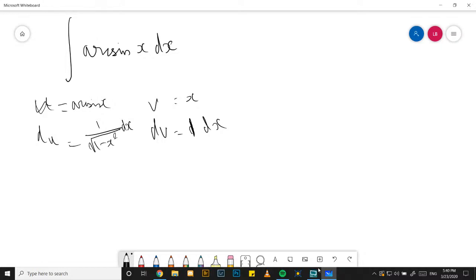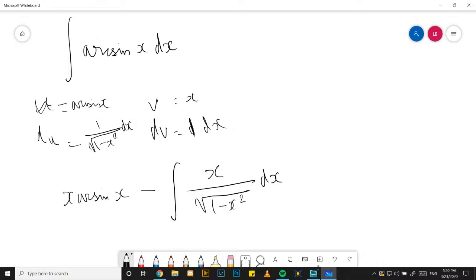Hence, I can use integration by parts, so the integral is equal to x arc sine x minus the integral of v du, which is x over the square root of 1 minus x squared dx. This is the integration by parts done. Now we can solve this integral quite easily using a u substitution. This formula is in the formula booklet, so if you ever forget what integration by parts is, just go to the formula booklet.